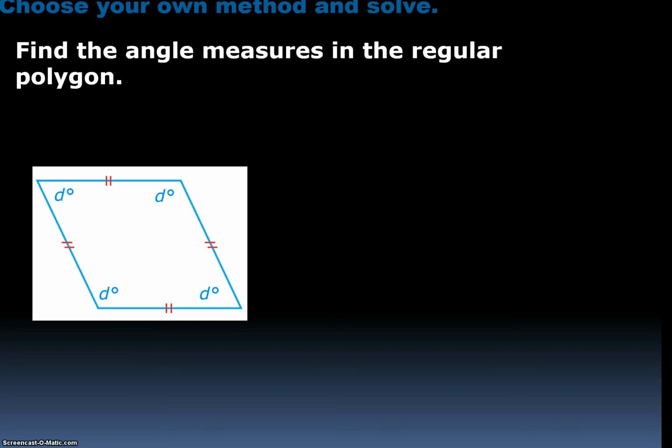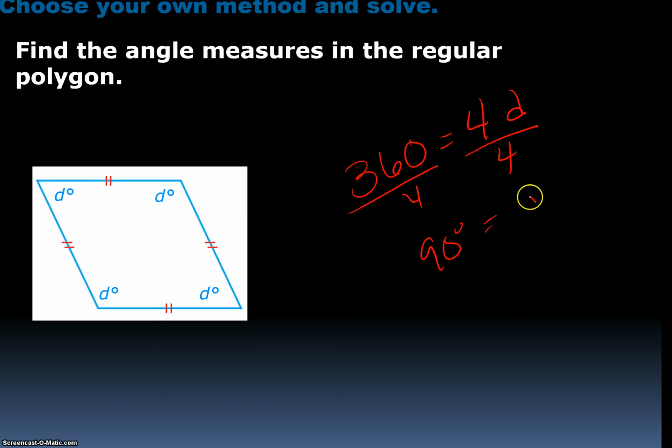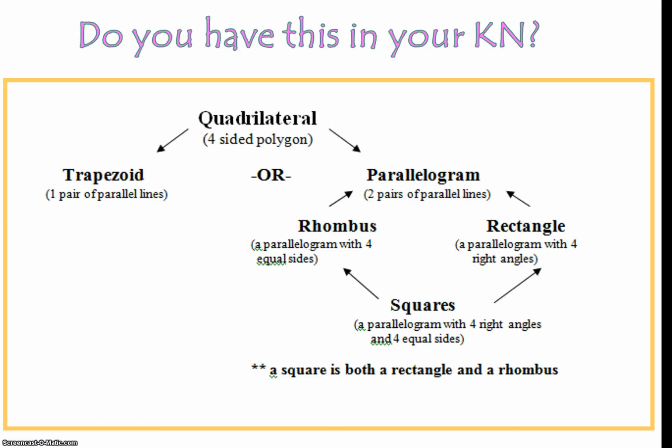This could be the same answer because you have a four-sided figure, all sides are the same, so 360 degrees is equal to 4 times D. You can see it this way too. Divide by 4, 90 degrees for each D. So make sure you have this in your notes. If you haven't picked it up yet, please make sure you do.